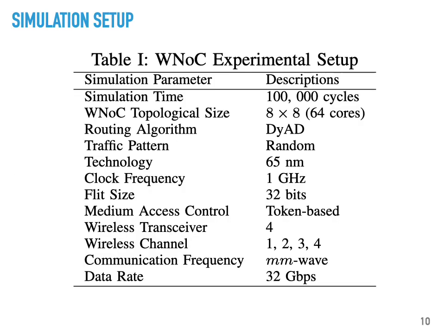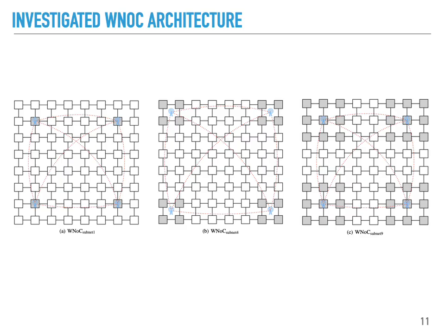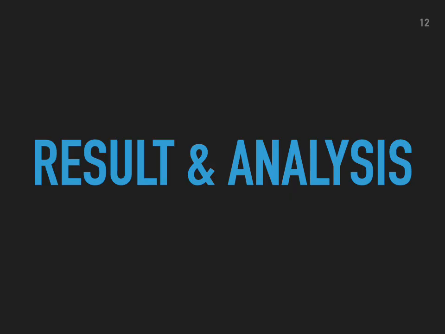So this is the simulation setup that has been carried out in this research. The simulation was conducted with 4 distinct wireless channel settings, which are 1, 2, 3 and 4 channels. In order to achieve a steady state, the simulation of the WNOC system was run for 100,000 cycles. So these are the investigated architectures with different wireless transceiver subnet clusterings.